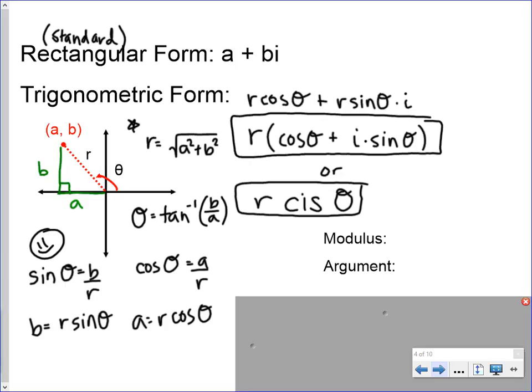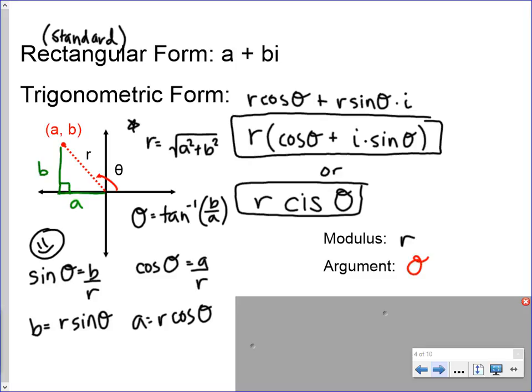Now there are two vocab words that go along with this. They are modulus and argument. They're kind of like the vocab that we use for vectors, the magnitude and the direction angle. Okay? And then if you think back to trigonometry, it's the radius and the angle. So the modulus is R and the argument is theta.